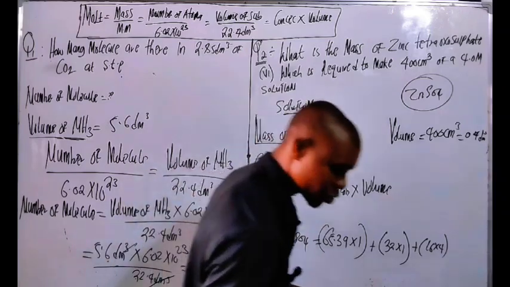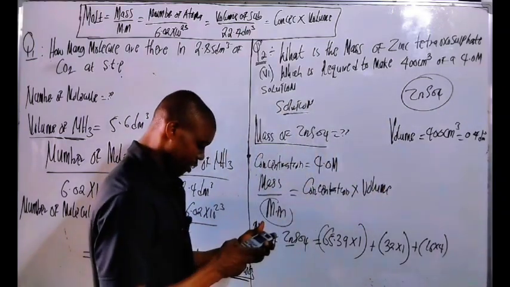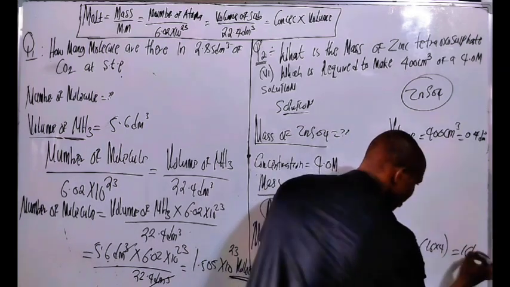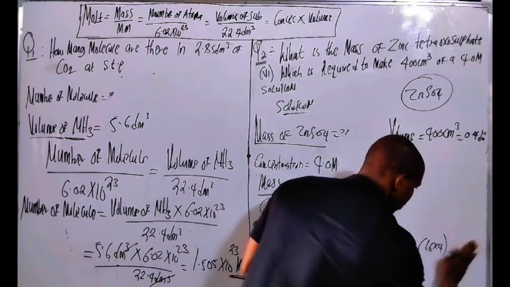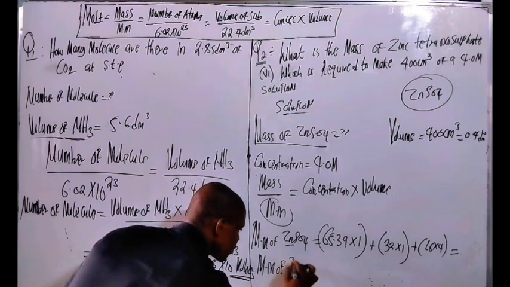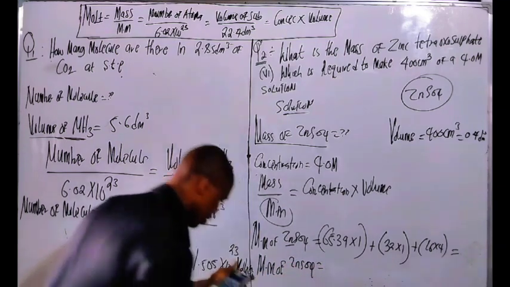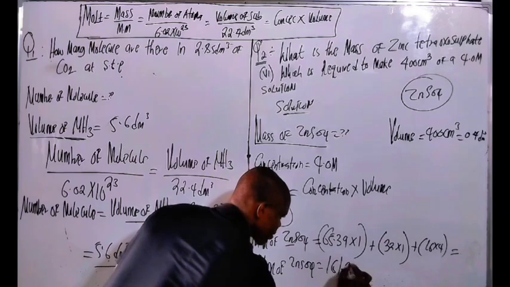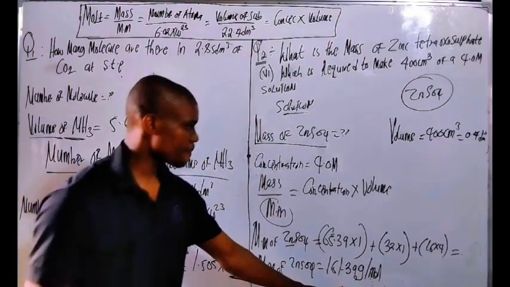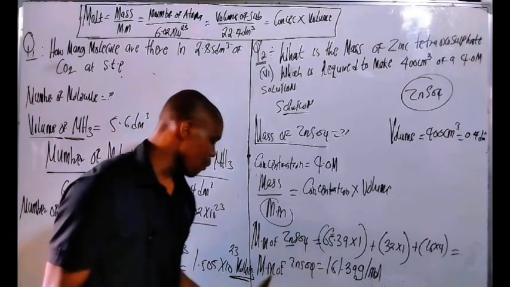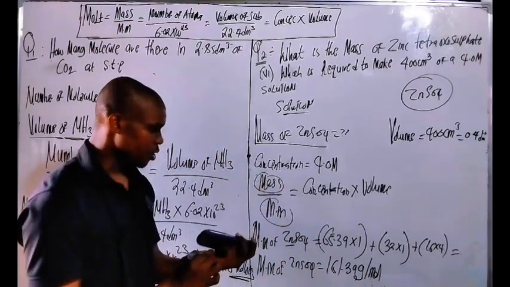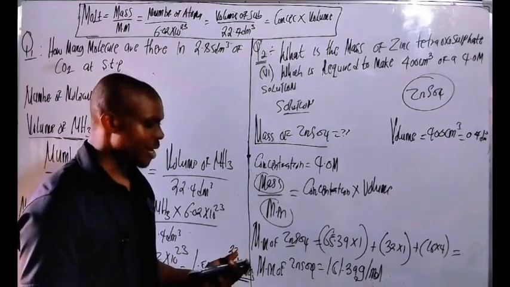So if you do your calculation, let me just quickly do the calculation here. Here we have 161.39. So the molar mass of zinc sulfate is 161.39 gram per mole. Now once we have got our molar mass here, the goal is to make mass the subject of the formula. Let me wipe this place out.